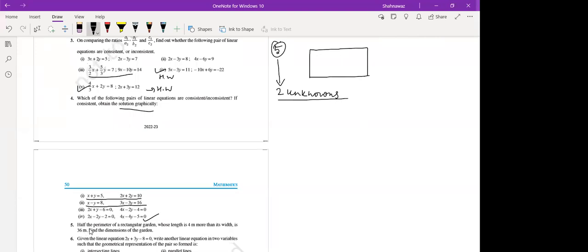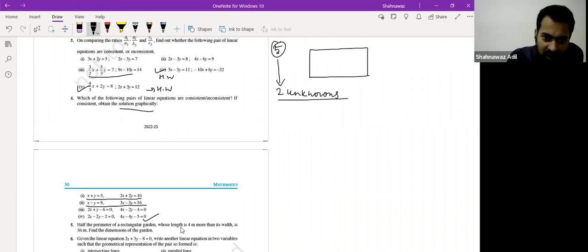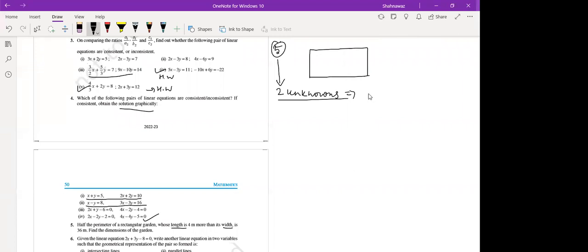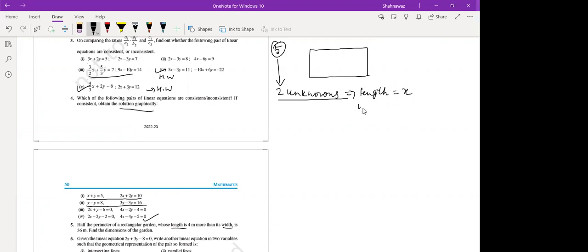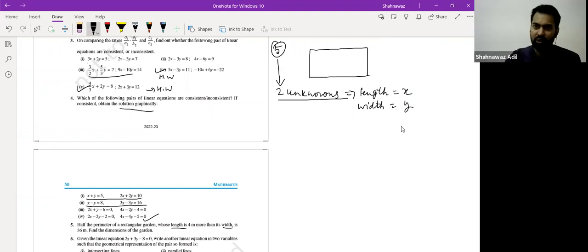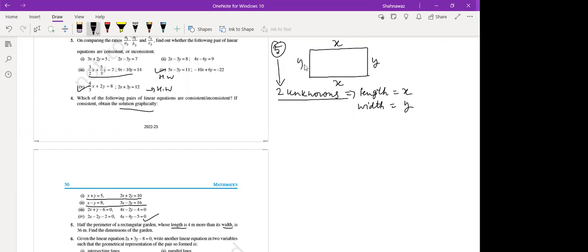In this question, half the perimeter of a rectangular garden, whose length is 4 meters more than its width. What are the two unknowns here? The garden's length and its width. Length and width, is it correct? Yes. So length and width are two unknowns. So this is the length and this is the width. This is again the length and this is the width.